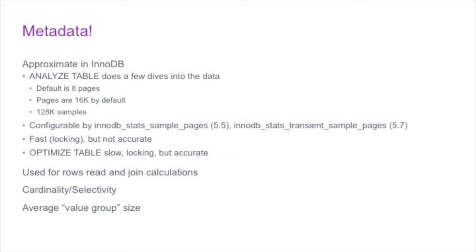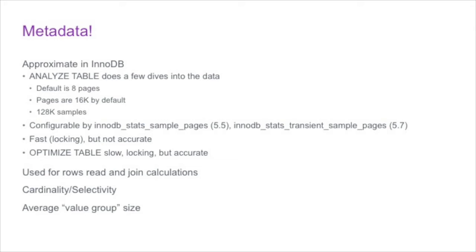But it is approximate, which means sometimes you get it kind of wrong, the optimizer does the wrong thing because it's going on the approximate data it has. So you can do an analyze table to recalculate your statistics. Here's the thing about analyze table. It does a few dives into the data. How many dives do you guys think analyze table does into the data by default?